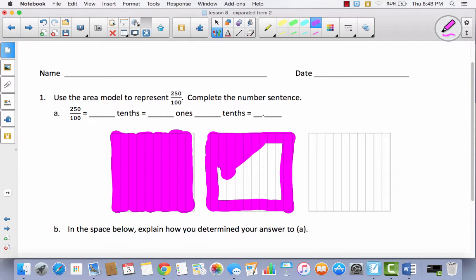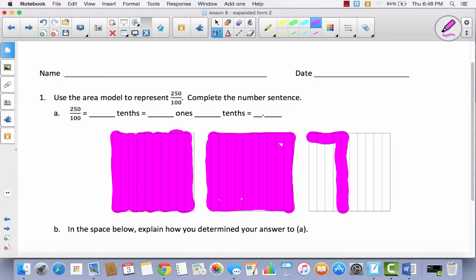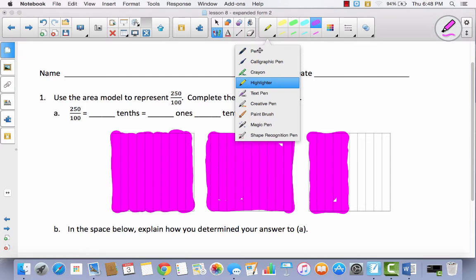Now, can you figure out while we're shading this what we're going to be shading to show 50? Well, if I'm going to show 50, I'm just going to shade 5, right? 10, 20, 30, 40, 50. So now I have 250 hundredths. Even though these are tenths, I know they have the same value as those hundredths. All right, so now let's come back and fill this out.